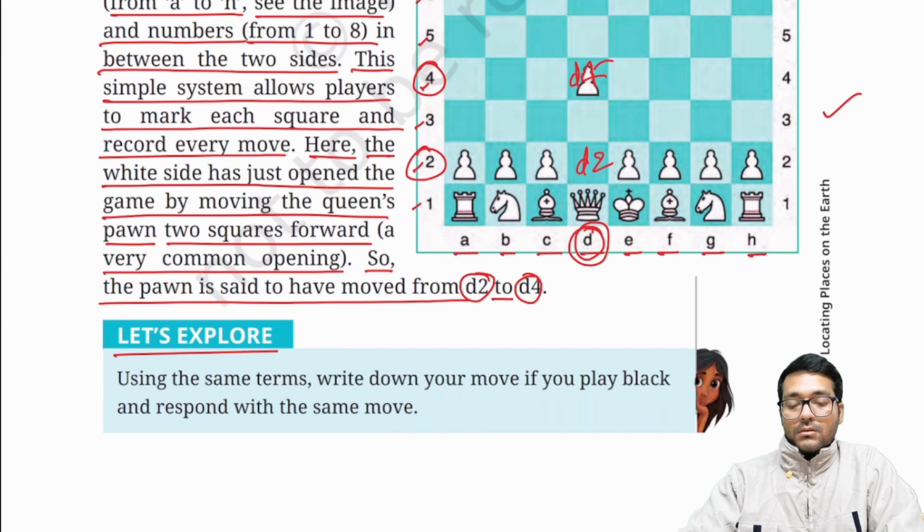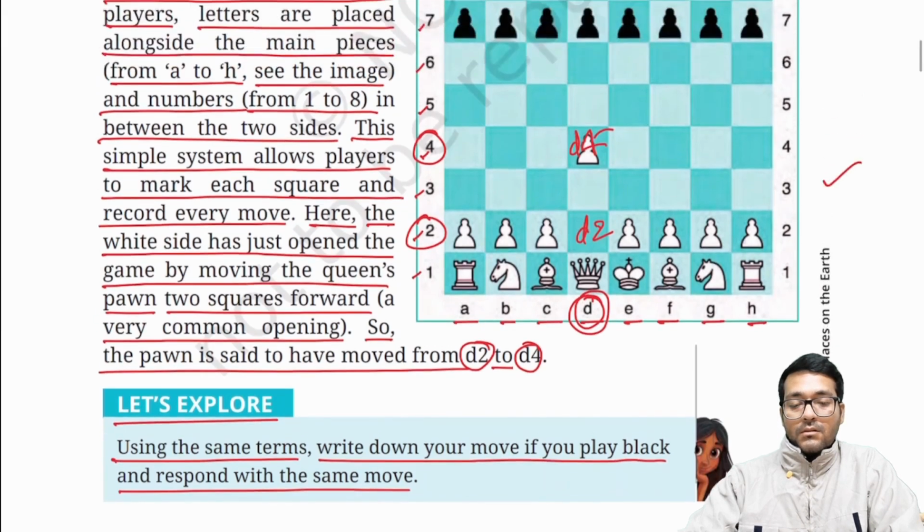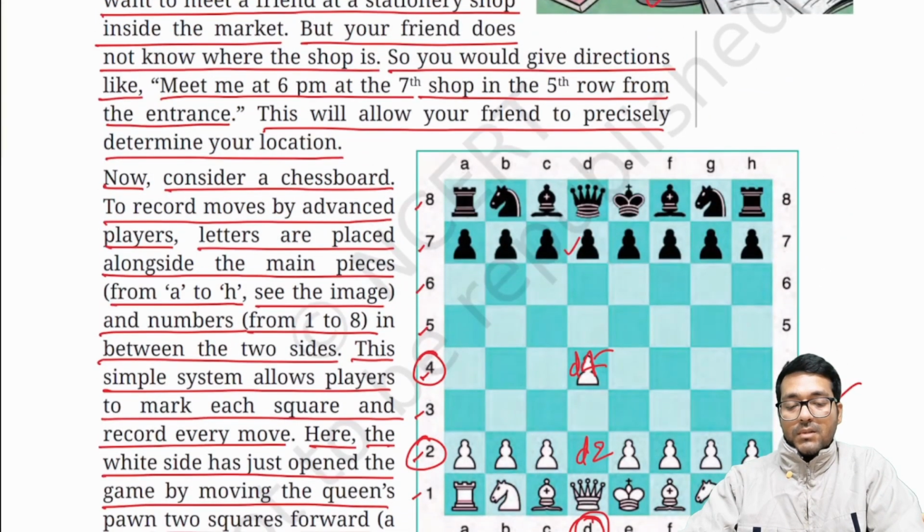Let's explore. Using the same terms, write down your move if you play black and respond with the same move. This black queen's pawn is at d7, and we'll move it to d5, that is here.